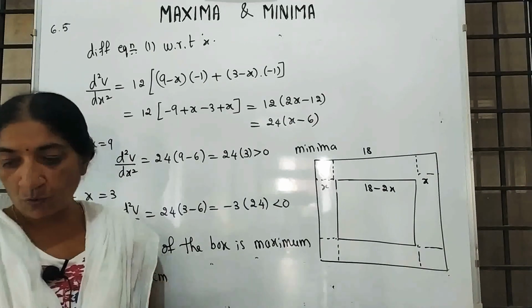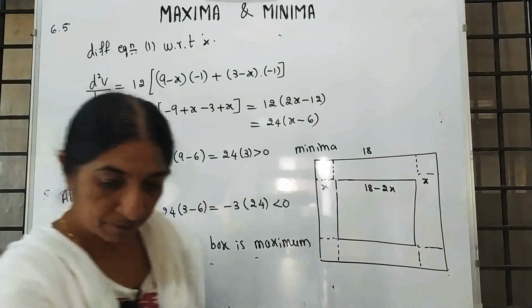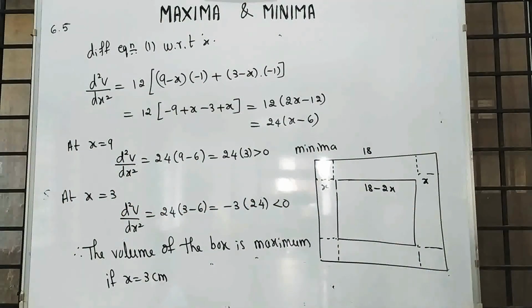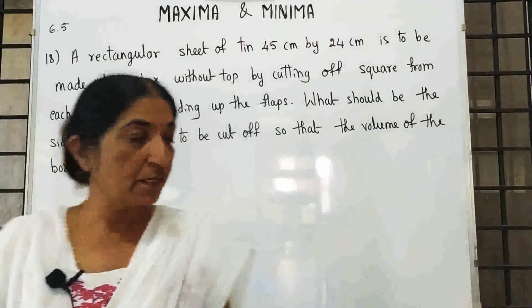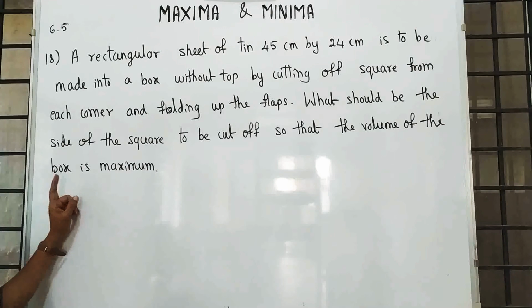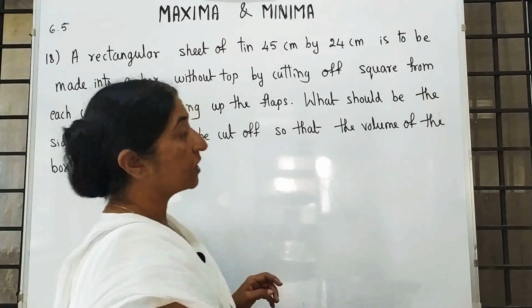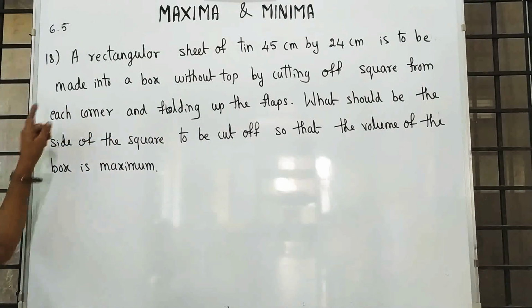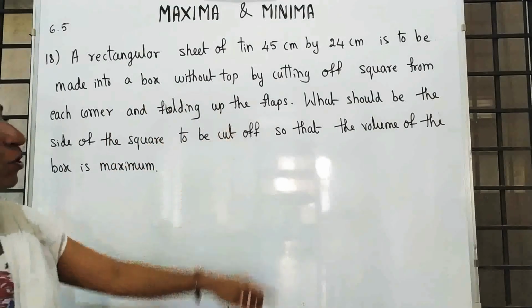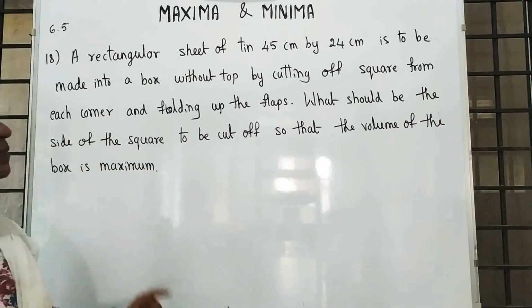Now I am giving you one similar question as a homework. Write down that question. Question number 18. In the previous example we solved a square. Here it is a rectangular sheet. A rectangular sheet of tin 45 centimeter and 24 centimeter is to be made into a box without a top by cutting off a square from each corner and folding up the flaps.